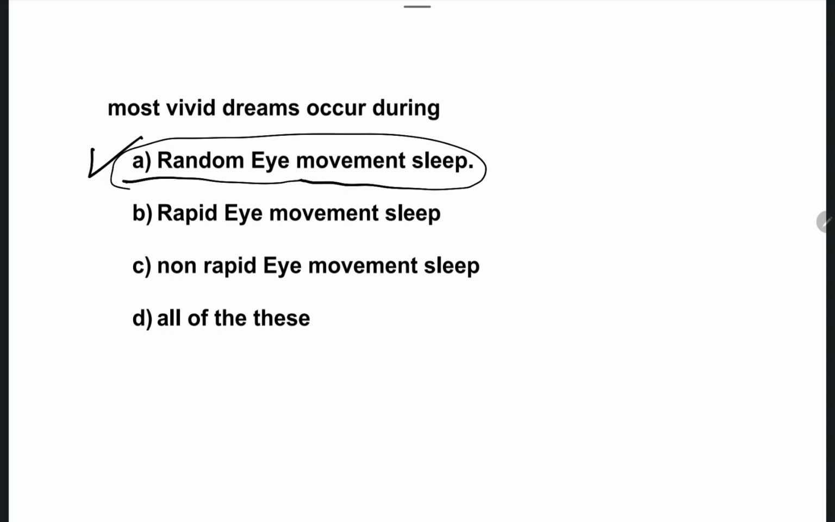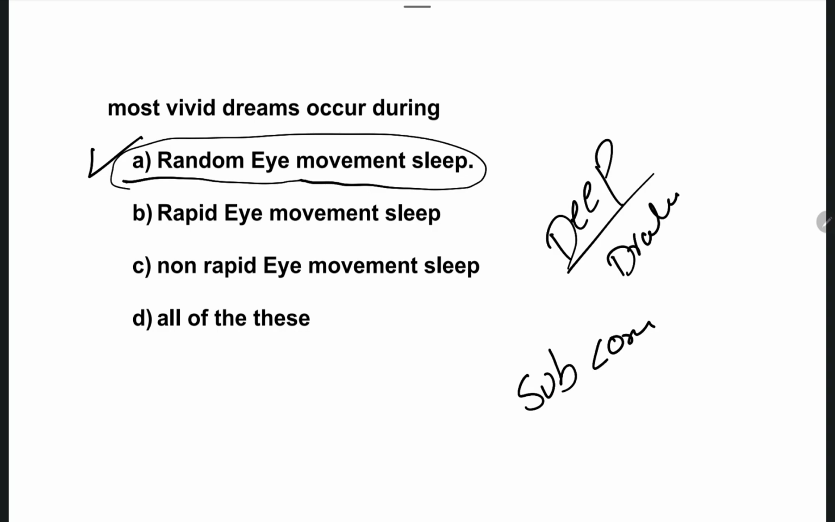For example, you can understand by yourself. When you are in a deep sleep, you will not get dreams. But when you are in a subconscious state, for example, you are sleeping in the room and the door is open, the brain is telling you that your door is open, and you become conscious like that. That is known as the random eye movement sleep. In this sleep only we can get the dreams.